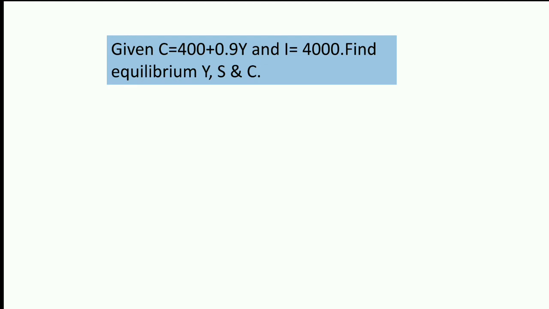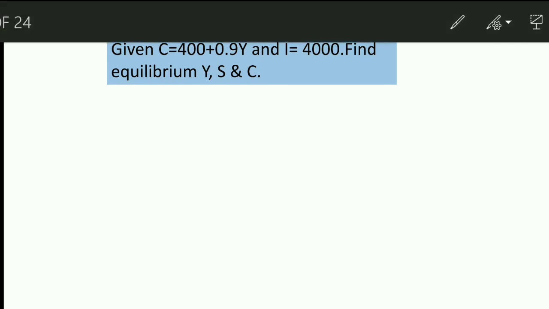It says given that C is equal to 400 plus 0.9y and investment is equal to 4,000, find equilibrium income, saving and consumption. This also you can do very easily. Pause it and try it yourself, right? So what you have to do over here, first of all, consumption is given over here like this, and investment is also given to you.